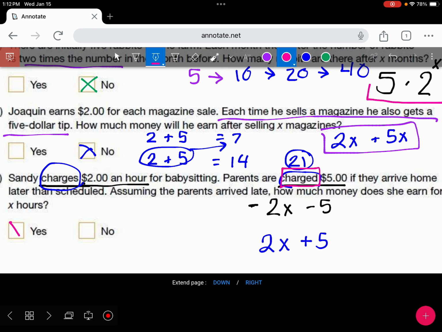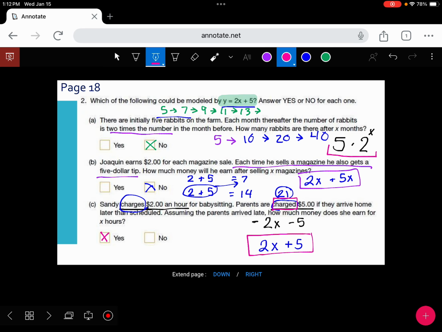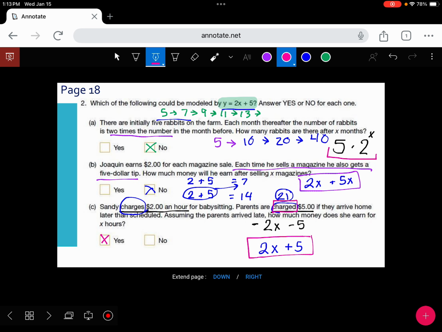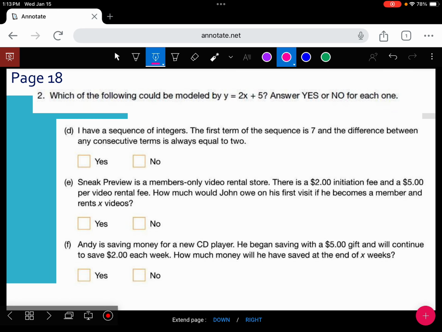Okay, so this one, they say yes, it does, because they're looking at how much money she makes. She is making that $5 and she's making that $2 per hour, which she needs to up her prices because that is not cool. She better be like 10 to make that much money babysitting. If you babysit and charge $2 an hour, up your prices. Not good. All right, what did we think about for D?